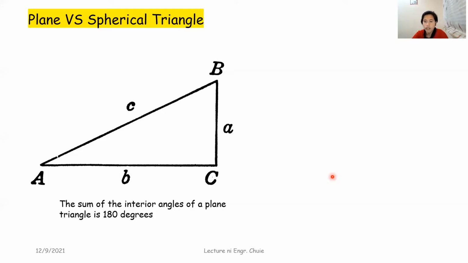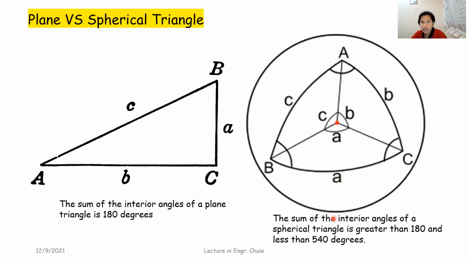Okay. So the difference between the plane and the spherical. For our plane, we all know that the sum of the interior angles B, A, and C is equivalent to 180 degrees. For the spherical, the sum of the interior angles of the spherical triangle is greater than 180 and less than 540 degrees. So our total angle in the spherical triangle is 180 to 540 degrees. Not less than 180, but not greater than 540 degrees.